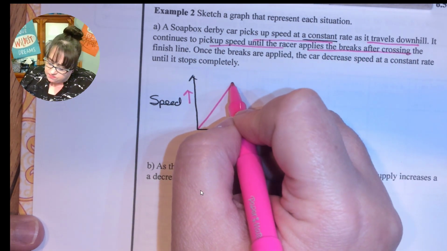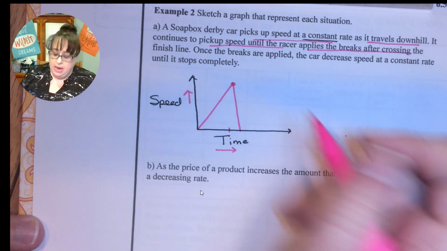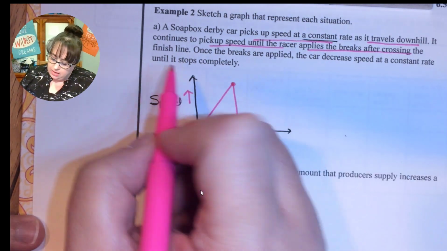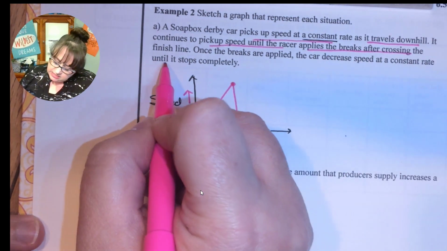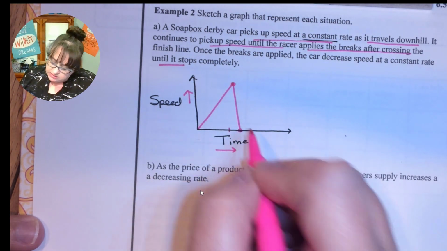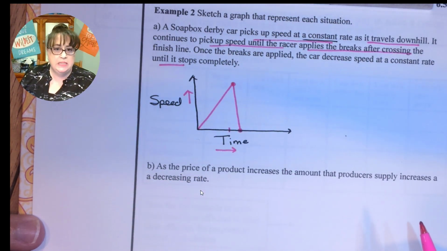So right here is where I crossed the finish line. And then I applied my brakes. And then I stopped completely. So this is where I stopped. That's why I'm at 0. My speed is 0 now.